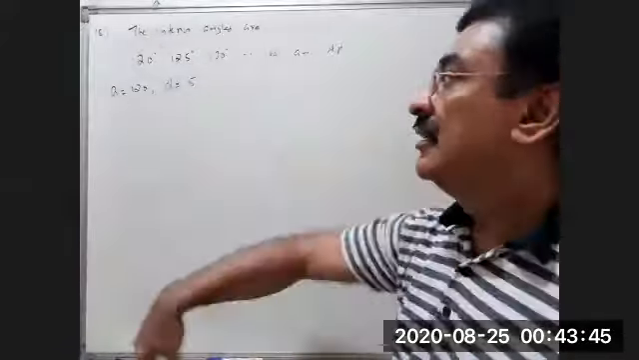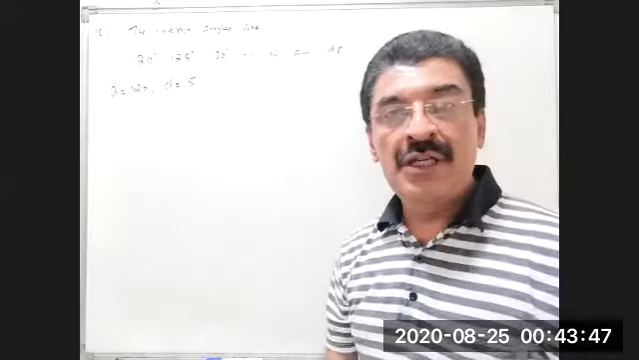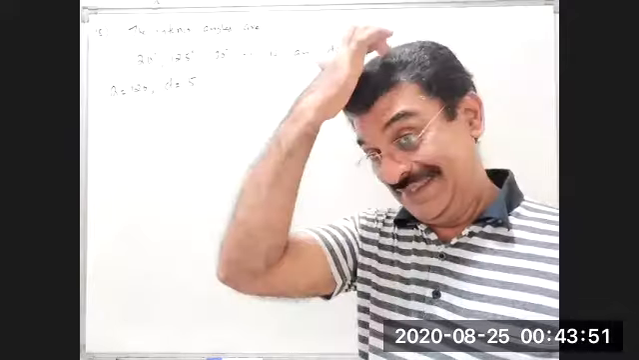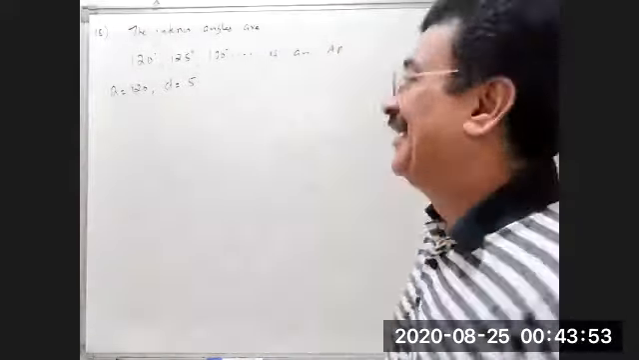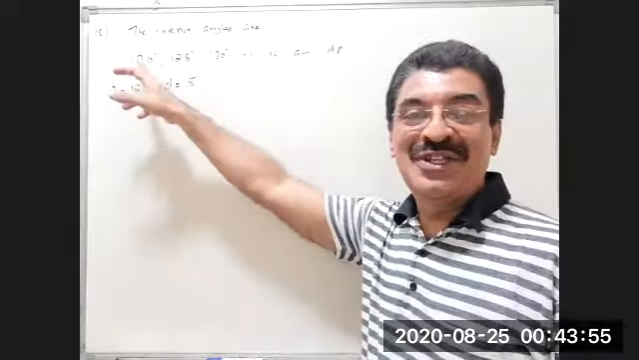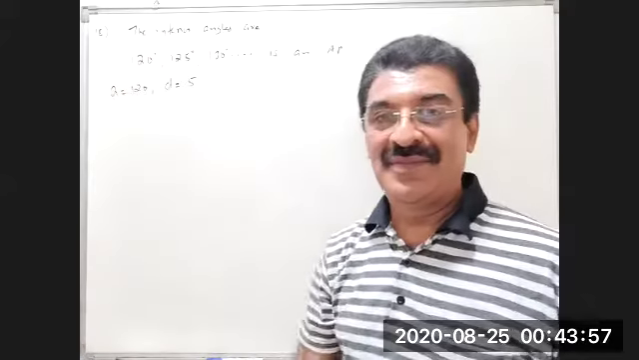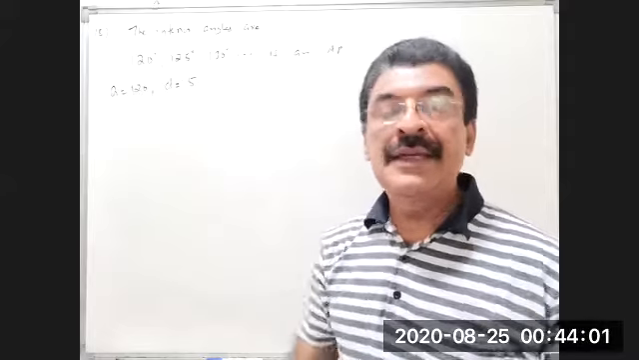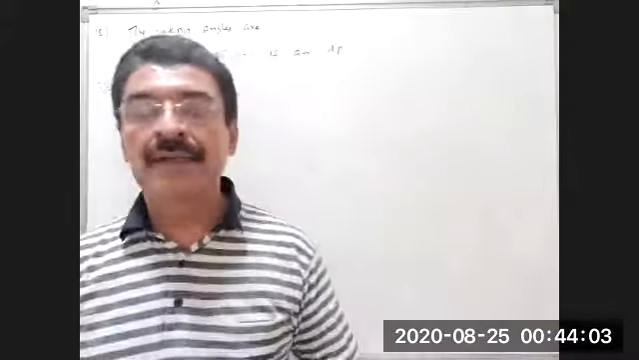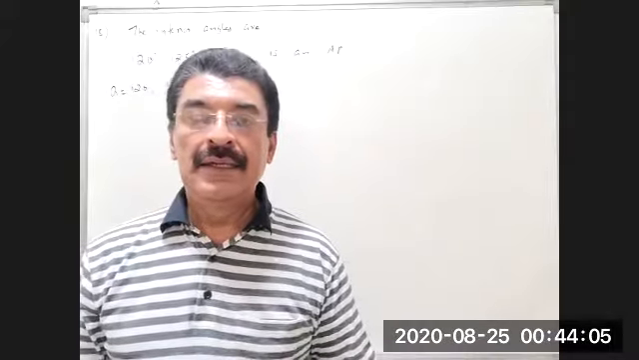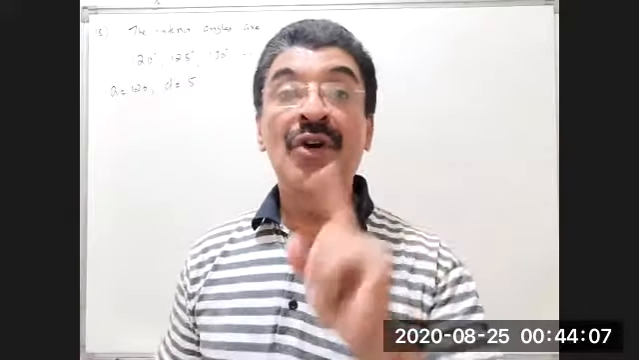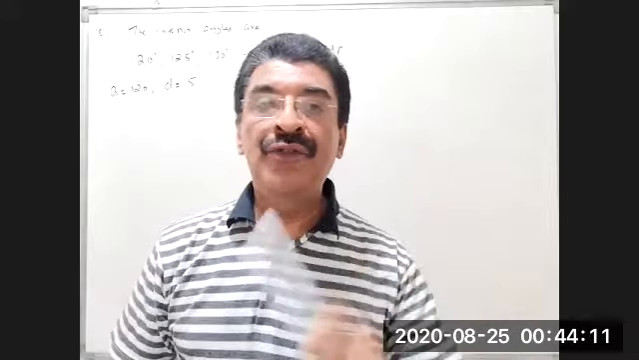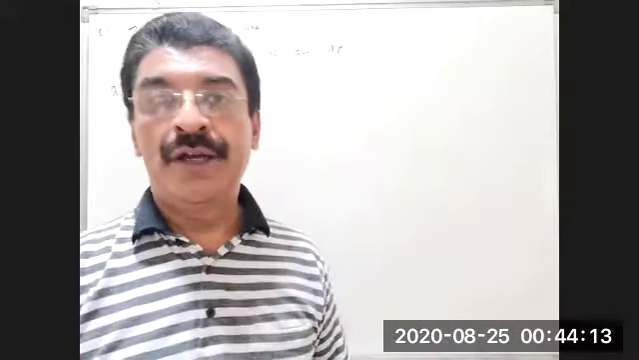See here, the smallest angle is 120, 125, etc. So a is known, d is known. See, the interior angles, we know how to find the sum of interior angles. How will you find the sum of interior angles of a polygon?